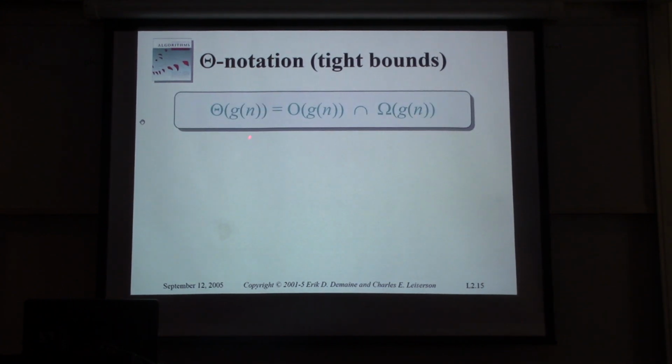You can see here that theta of g of n is equal to big O of g of n intersect big omega of g of n. Does that make sense? These are functions that grow no faster than g. These are functions that grow no slower than g. So these are functions that grow proportional to g. Okay?